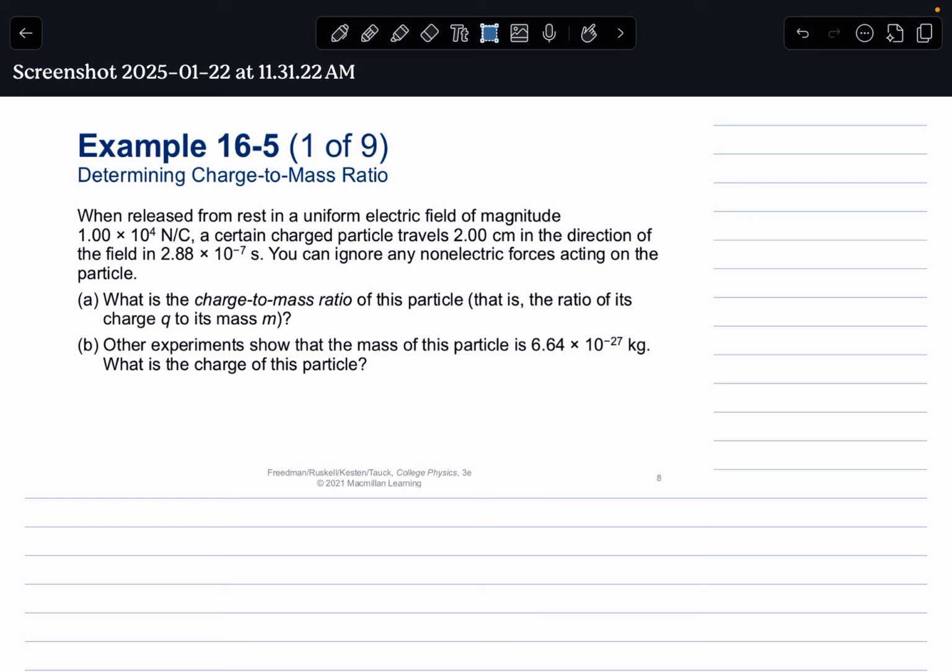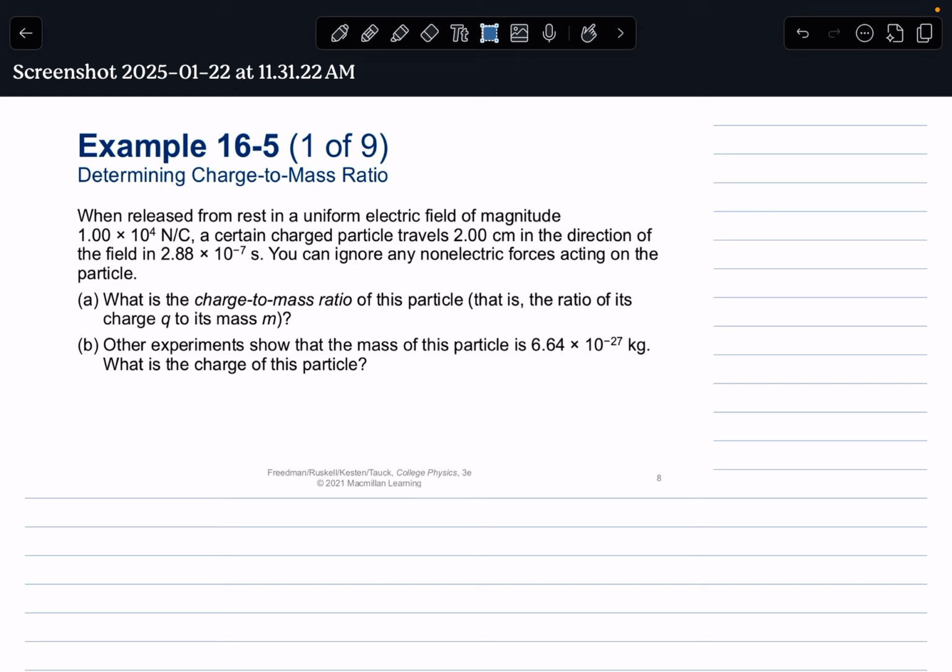In this example, we will be determining the charge to mass ratio using some Physics 1. A little bit of Physics 1 coming back, and using the idea that the force that a particle feels is related to the electric field that it is sitting in.